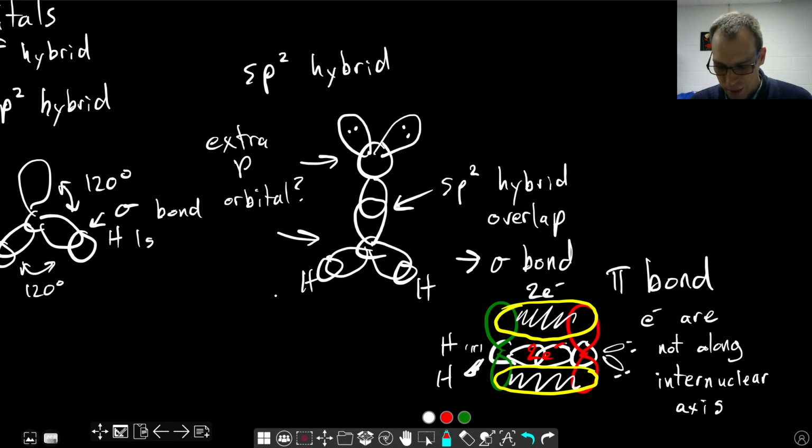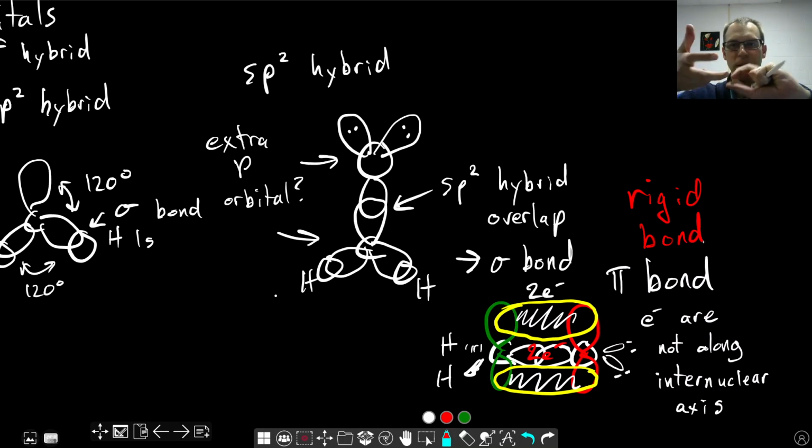Now, one consequence of this is that it doesn't matter so much in formaldehyde, but you can't actually twist this bond. When you have a pi bond, this is a rigid bond. With sigma bonds, there's nothing preventing the molecule from twisting on either side. But with a pi bond, having those electrons on the top and the bottom, if you twist one relative to the other, that would cause the overlap to go away, and you would no longer have a double bond. For formaldehyde, this doesn't matter so much, but let's look at another molecule where it would matter.